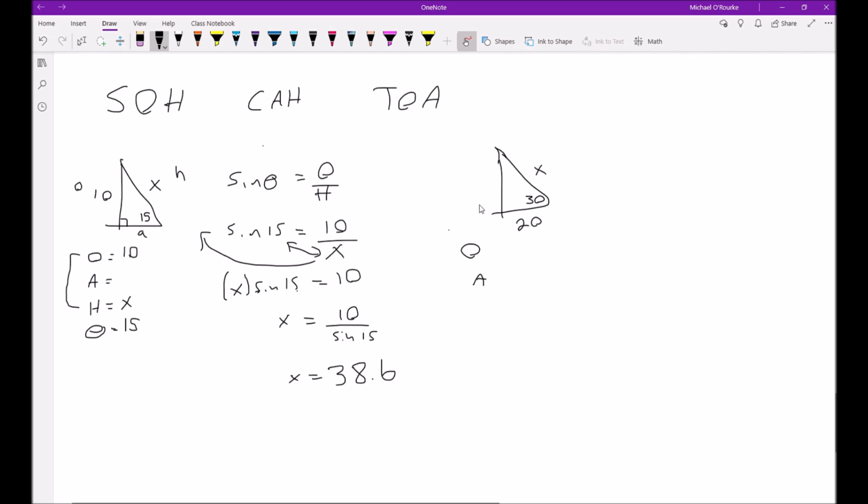Opposite, adjacent, hypotenuse, theta. I want you to try to fill in this little thing here. I'll give you a minute to fill this in, whether it's in your head or actually on paper, before we check on it, okay?